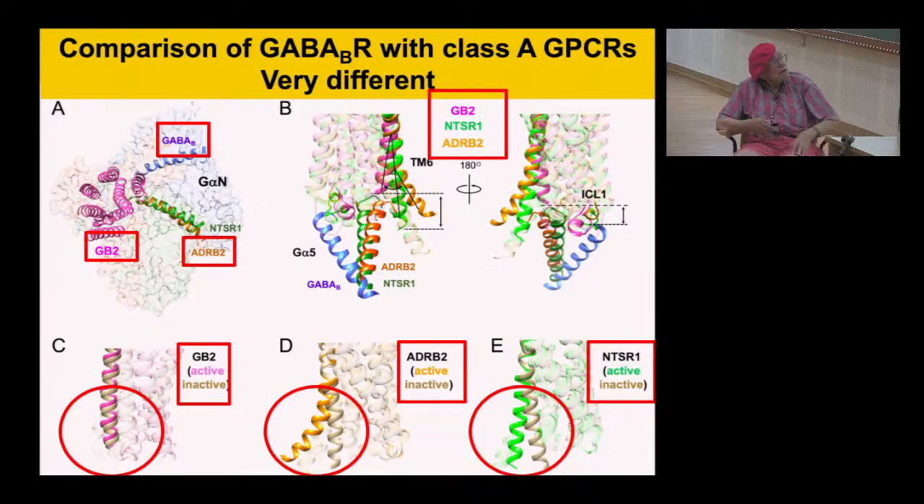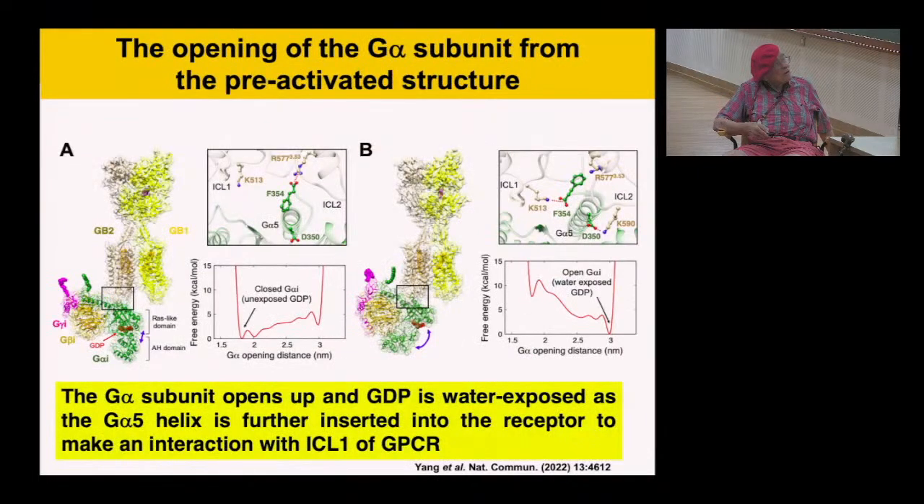Yeah, and this is comparing where the alpha 5 chains are in these different receptors. So the GABA receptor, the Class A, I've forgotten what receptor this is. Anyway, these chains are different in different GPCRs. In the case of GB2, the active and inactive helices are very similar, but they're very different in these others. So we're just trying to figure out what happens in those systems.